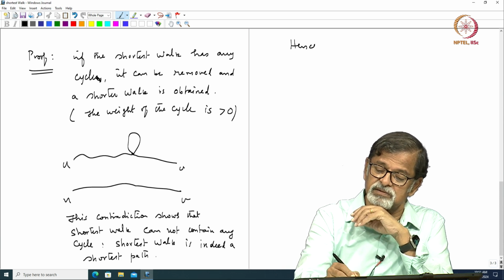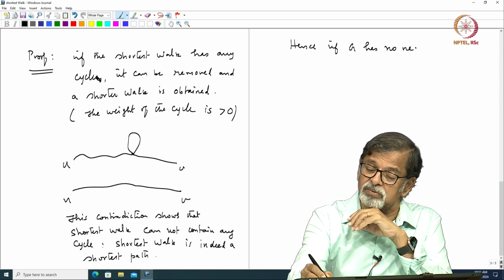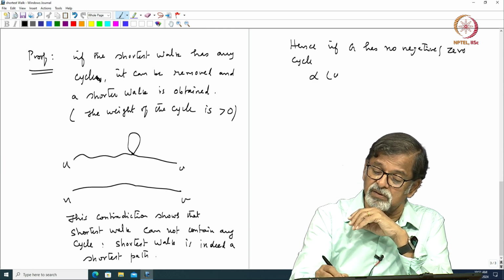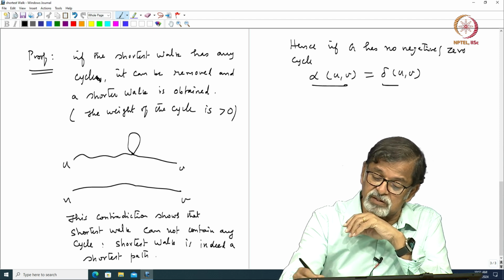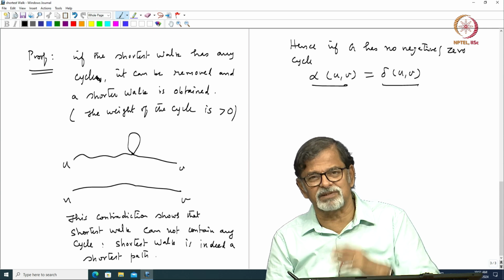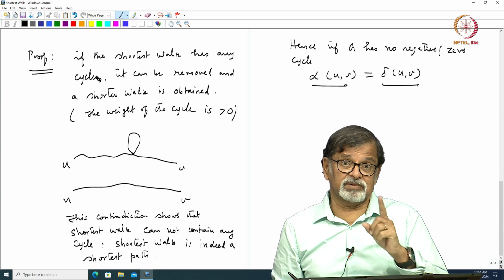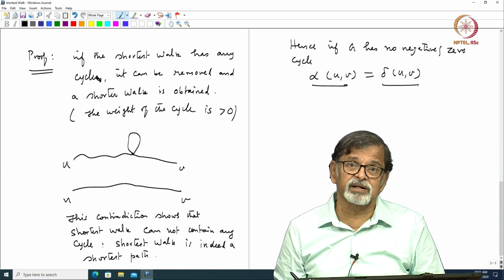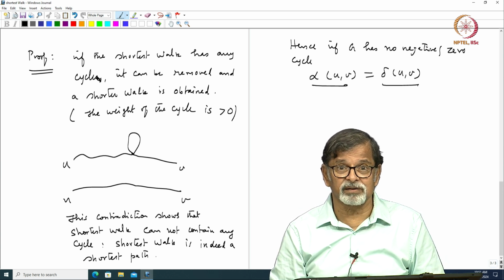Hence, if G has no negative or zero cycle, then alpha uv equals delta uv. The shortest walk is the same as the shortest path. It is indeed a path, only if G has no negative cycle. If G has a negative cycle, well, things could become different.